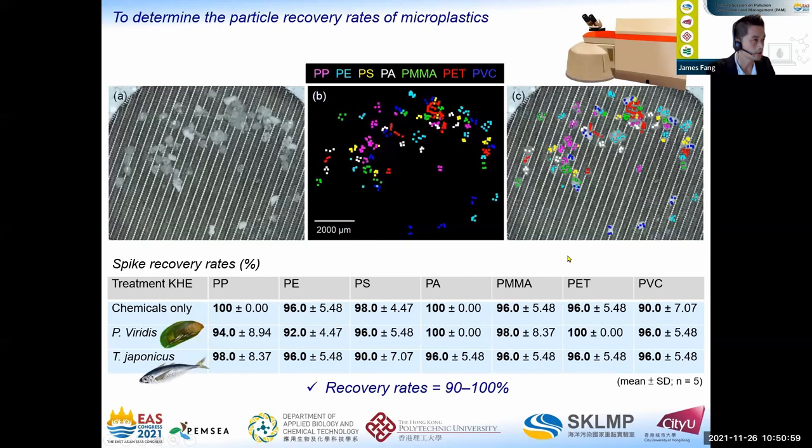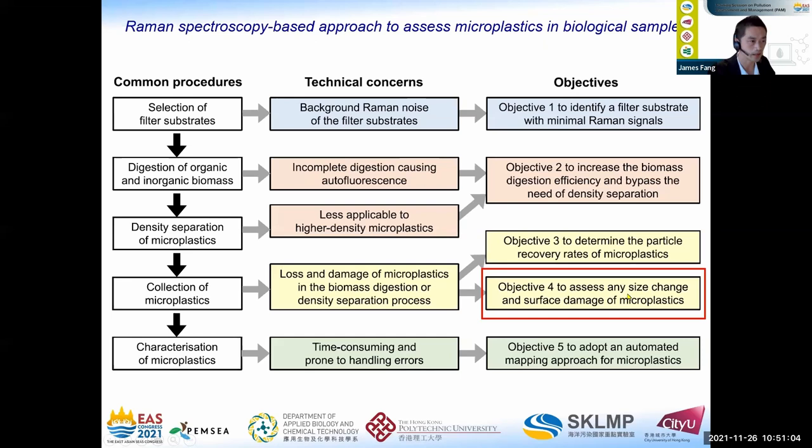The next question is whether the use of this chemical will cause any damage to a particle, because Raman spectrometry or FTIR, the infrared approach, mostly concerns the surface characteristics, the surface composition of different chemicals and compounds. If there's any damage or change on the surface, the result may be affected too. Therefore, we'd like to see any change in size, any surface damage, or any change in morphology on the surface of microplastic.